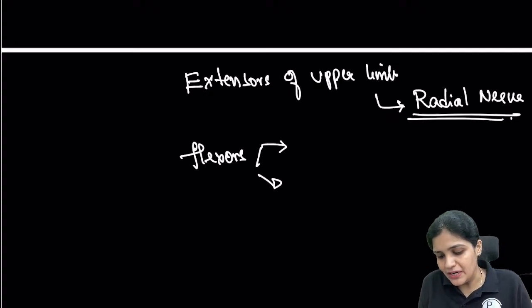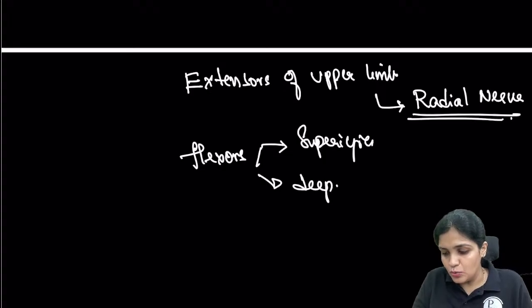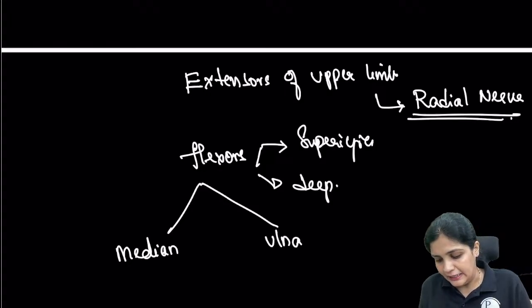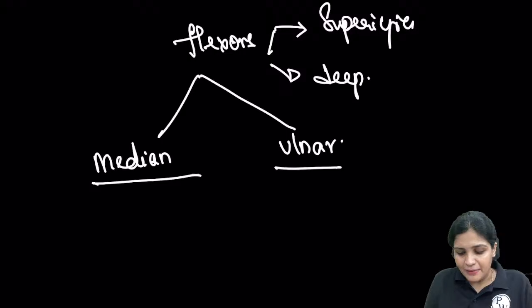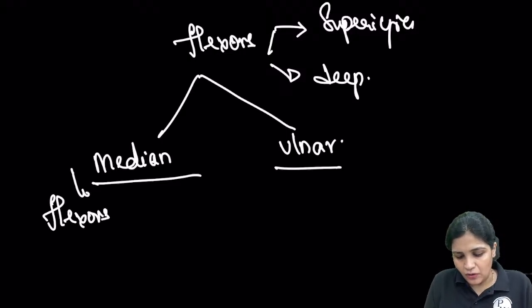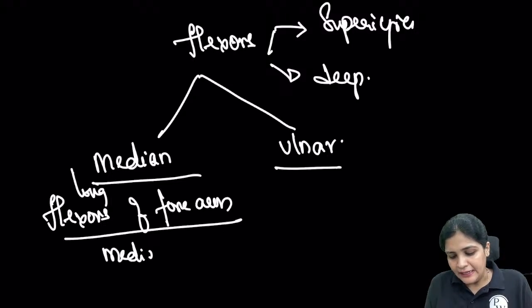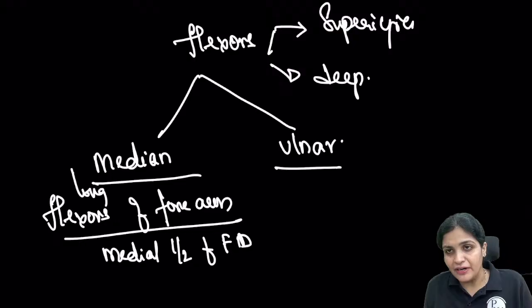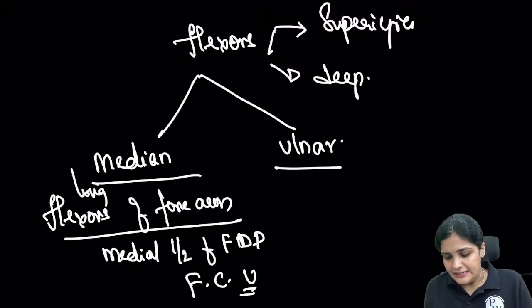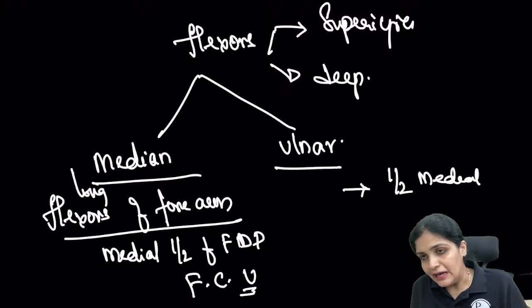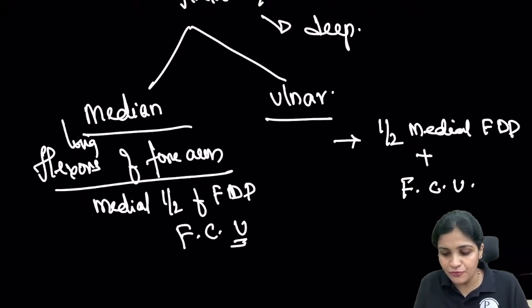We have two groups, right? Superficial and deep flexors. And in that, what you have to remember, there are two important nerves. One is the median nerve, the second one is the ulnar nerve. So the median nerve supplies all the long flexors of the forearm, except the medial half of flexor digitorum profundus and flexor carpi ulnaris. Yes. Then the ulnar nerve supplies your medial half of flexor digitorum profundus plus flexor carpi ulnaris. So this is about the forearm I'm talking about.